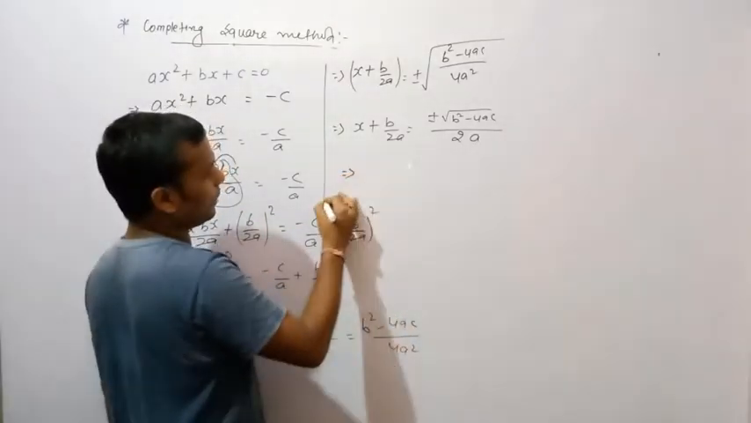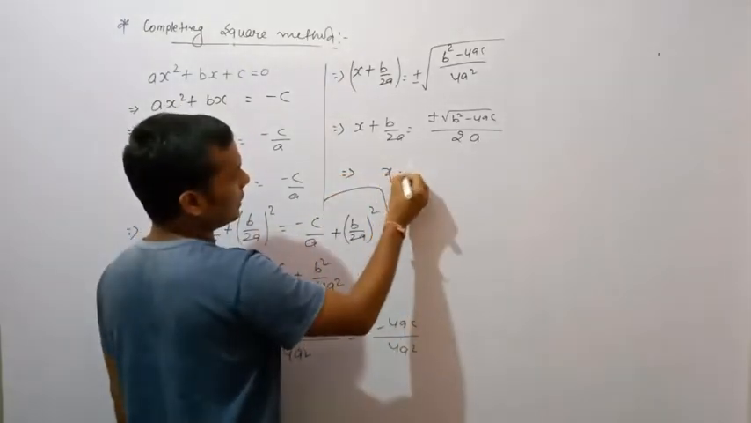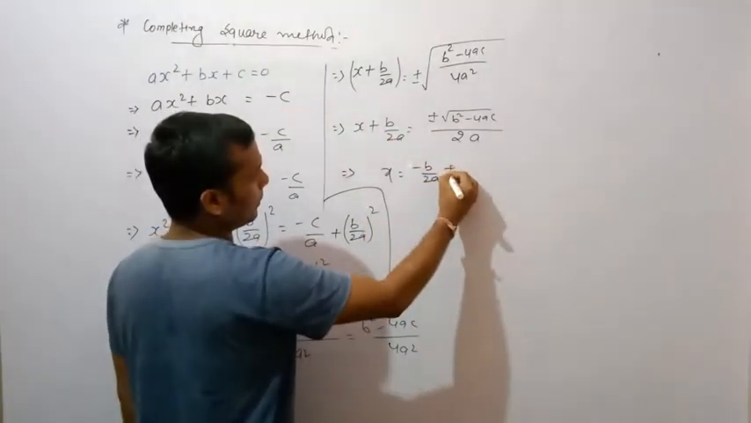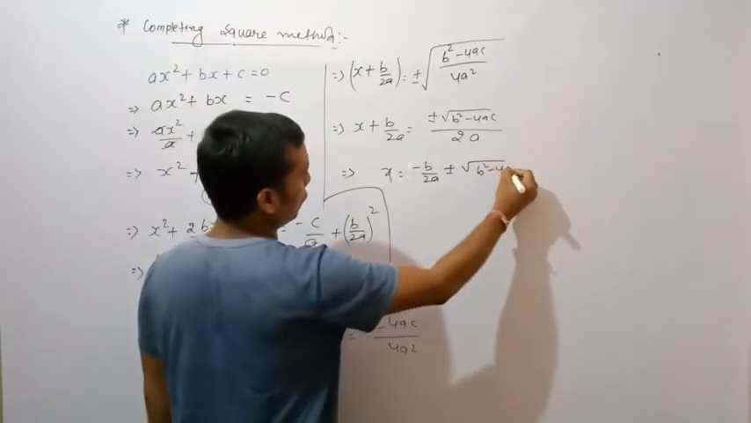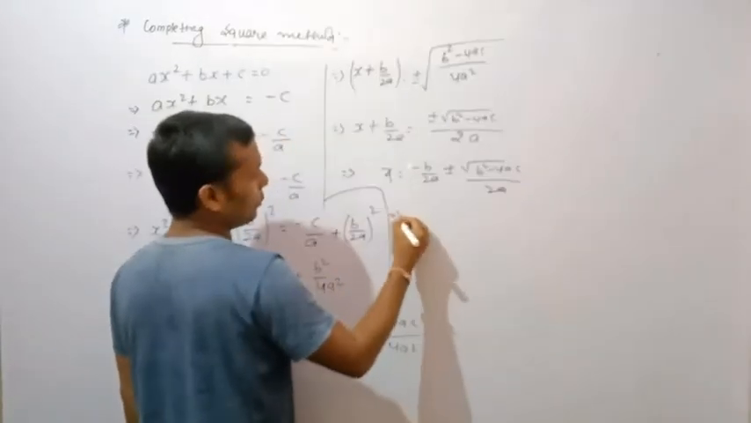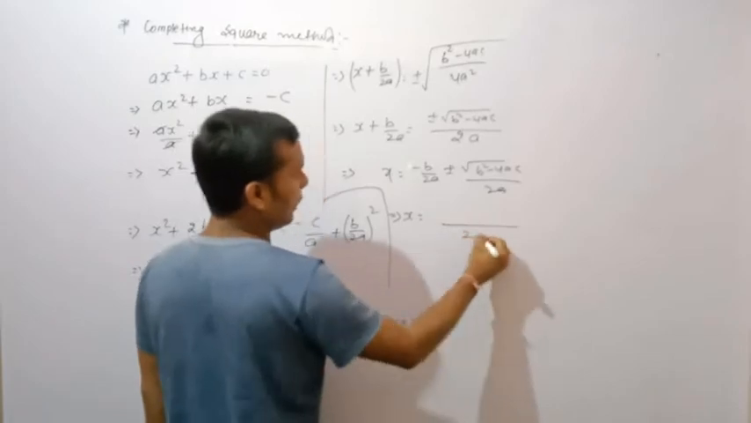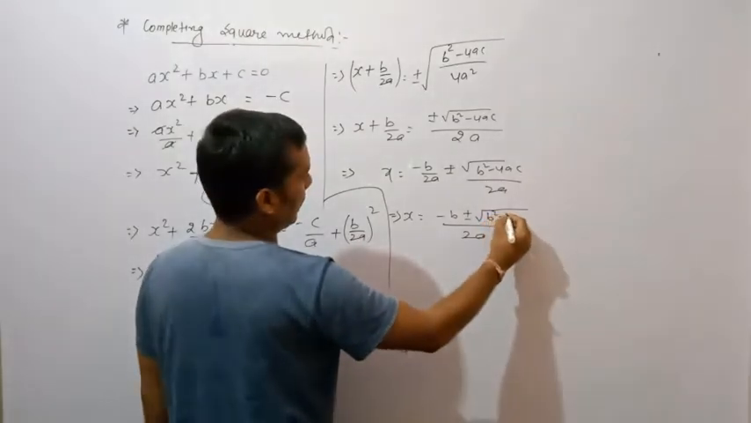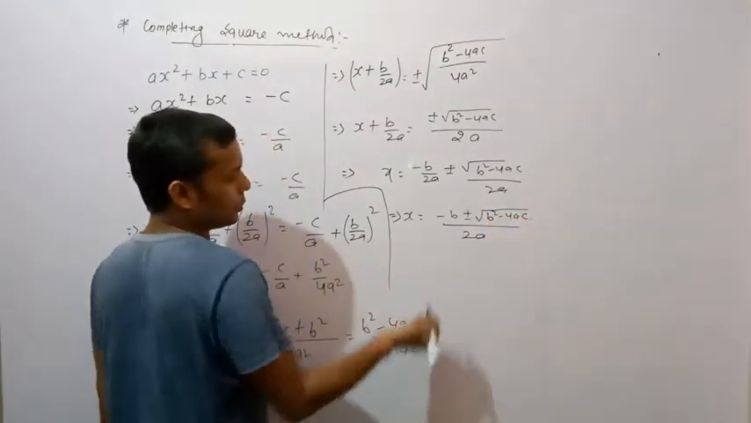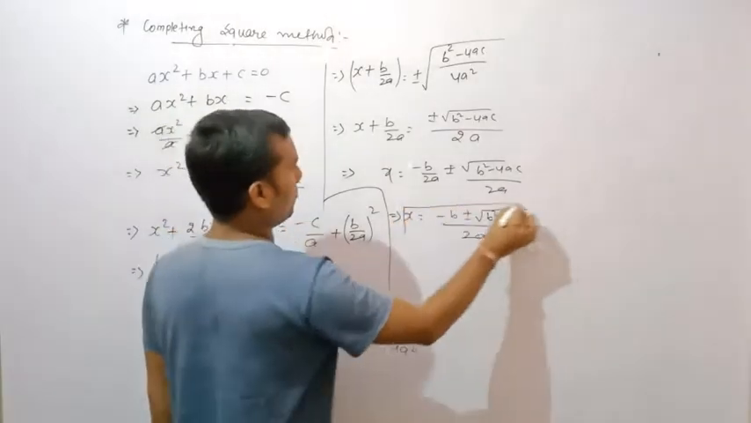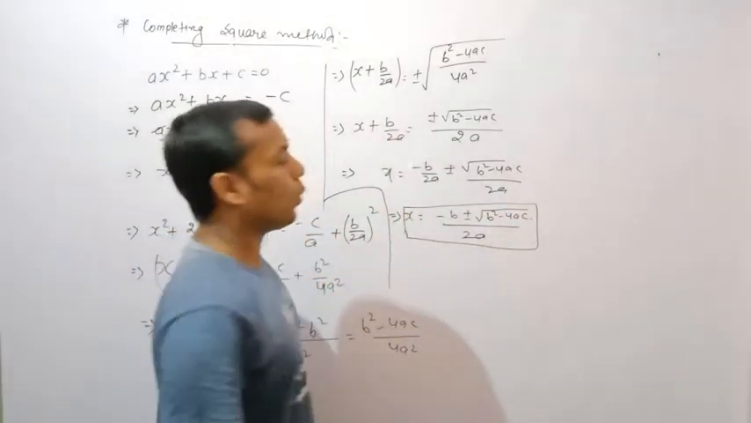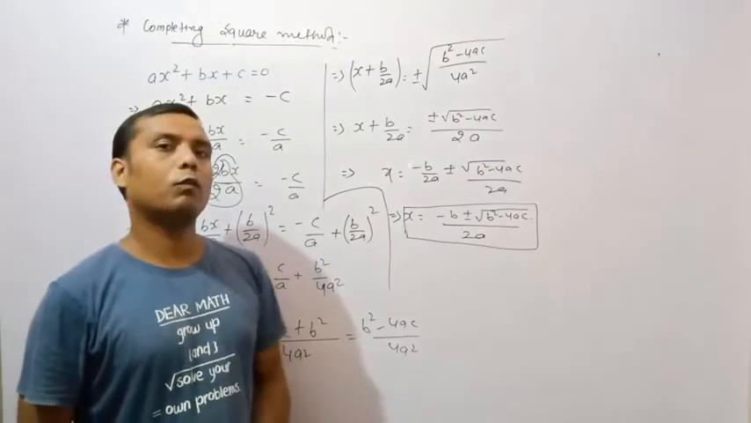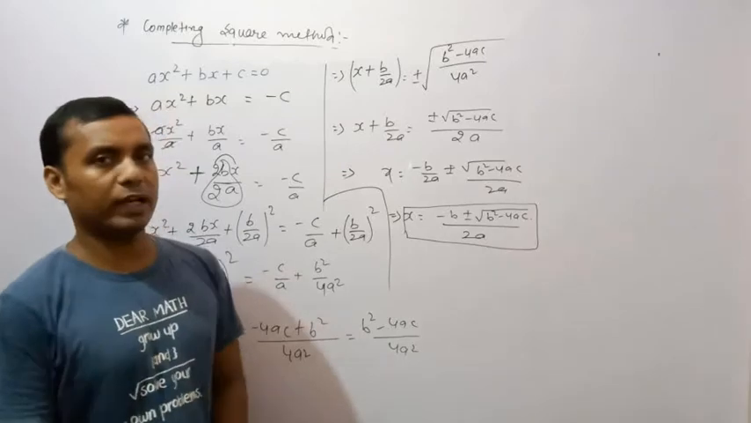Now student, interchange this term to the RHS: x = −b/2a ± √(b² − 4ac)/2a. Finally take the LCM 2a: x = (−b ± √(b² − 4ac))/2a. So this is what we have obtained. This is your quadratic formula, student. In this way you can derive it.